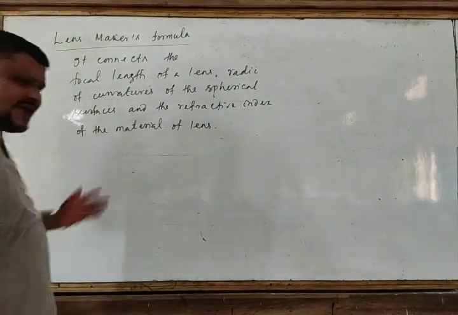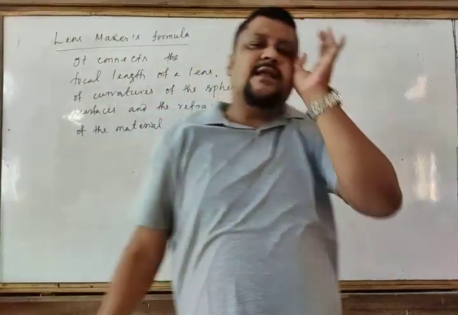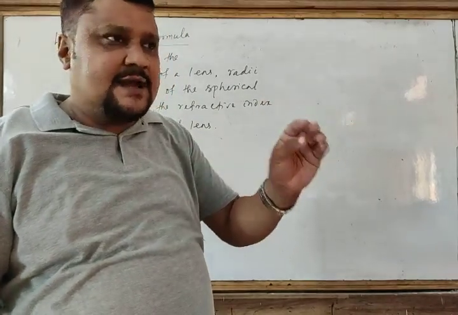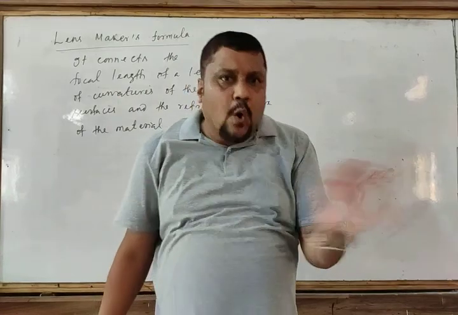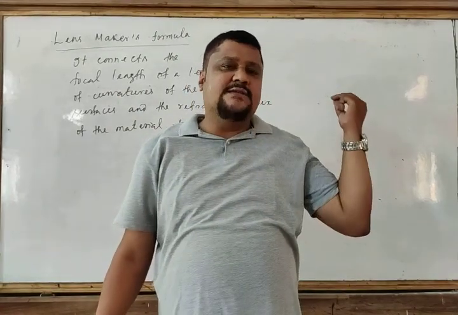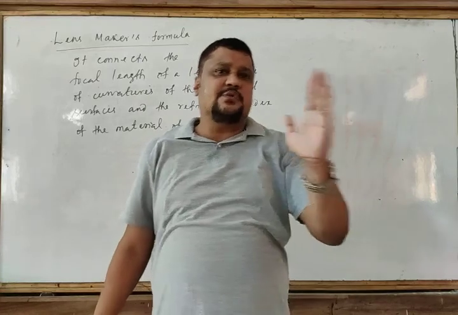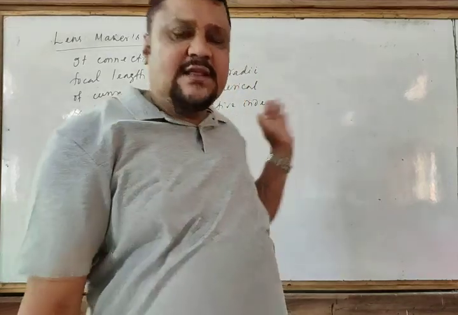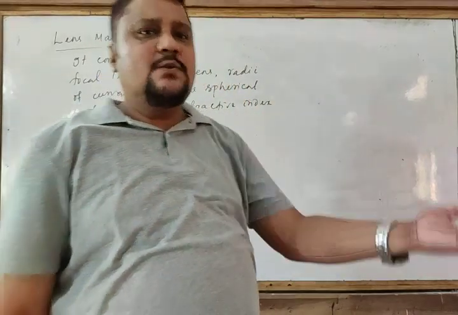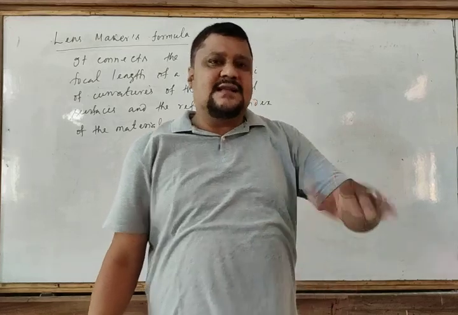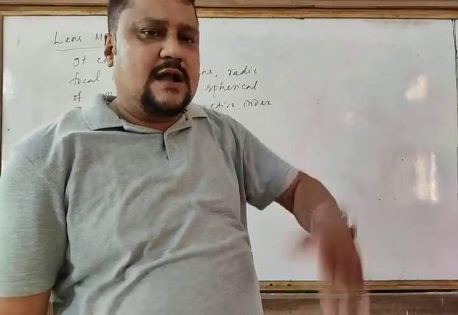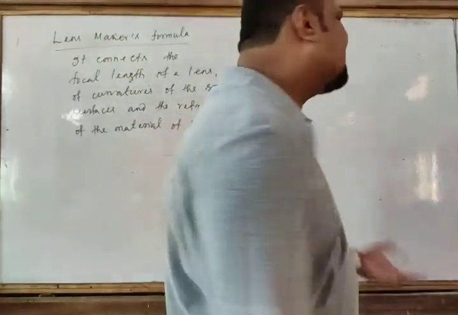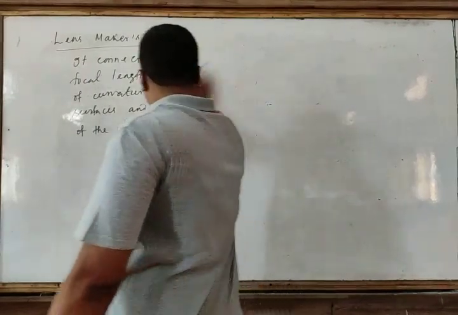As usual, the sign convention is the same when you use this formula. All distances for a spherical surface are measured from the pole. Here the term is the optical center, so all distances should be measured from the optical center. Distances measured along the direction of incident light are positive, and those opposite to the direction of incident light are negative. Distances measured upward, above the principal axis, are positive, and those below the principal axis are negative. That is the sign convention for the Lens-Maker's formula.